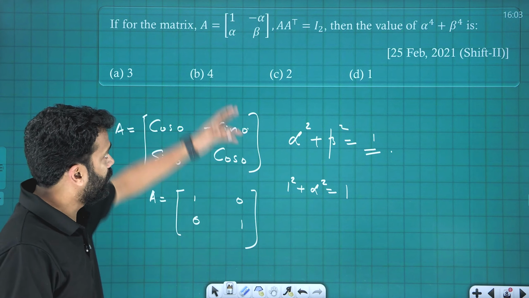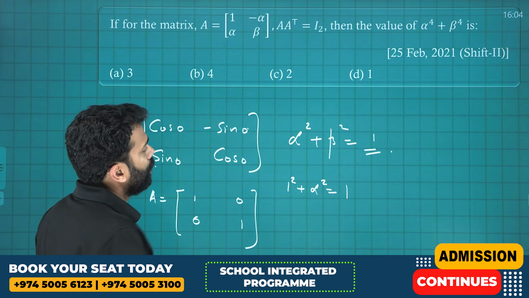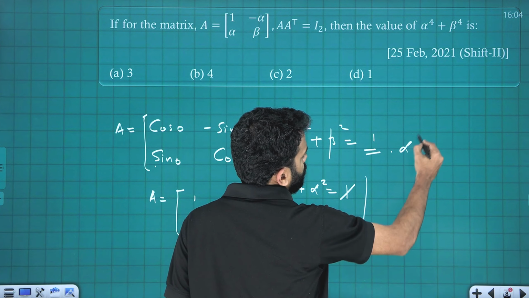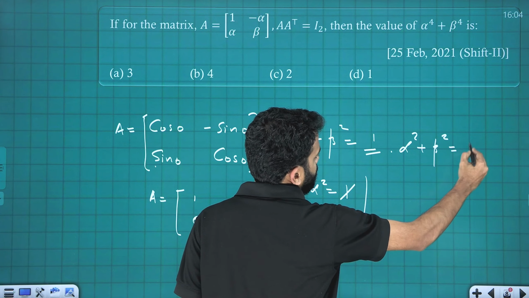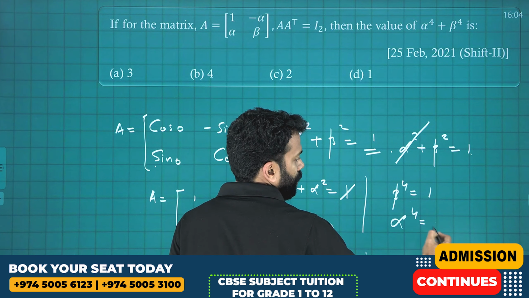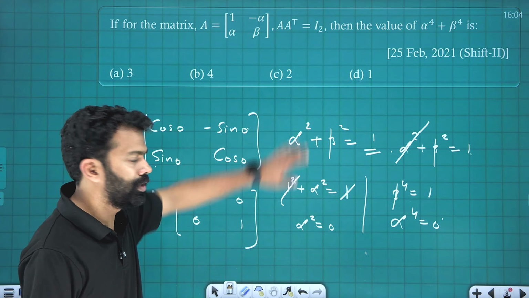In this matrix, if you square and add the elements in the first column, it should be equal to 1. If you cancel this, what is alpha square? 0. And for the next one, alpha square plus beta square is equal to 1. Alpha square is equal to 0. Therefore, beta square is equal to 1. That is, beta raised to 4 is equal to 1, alpha raised to 4 will be equal to 0. So 1 plus 0, that is 1. That's another method of doing this question. Next one.